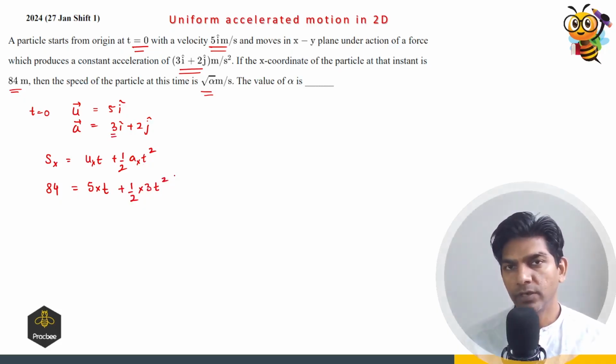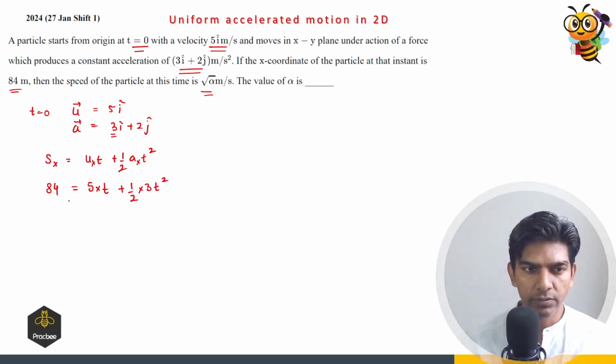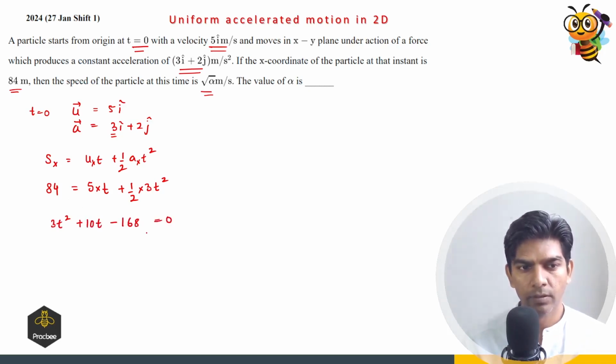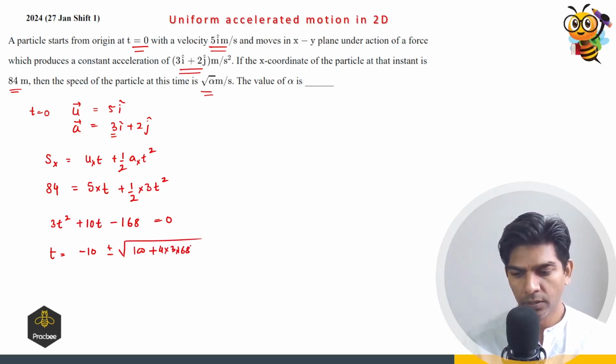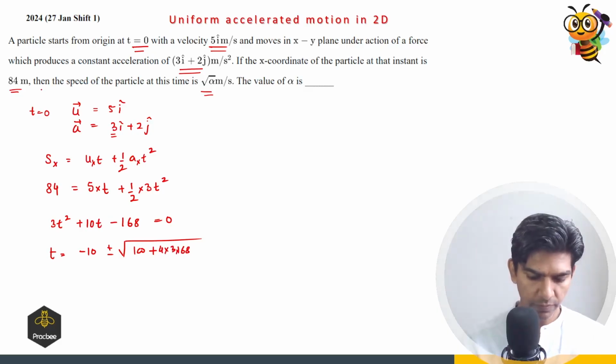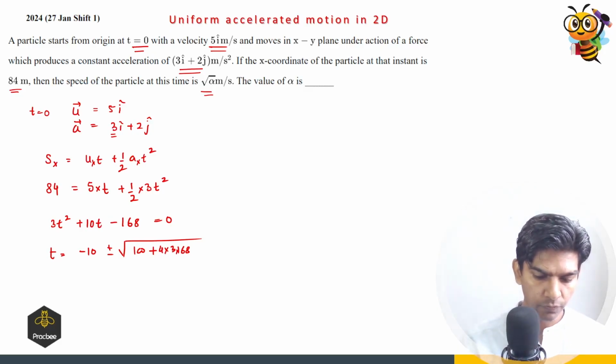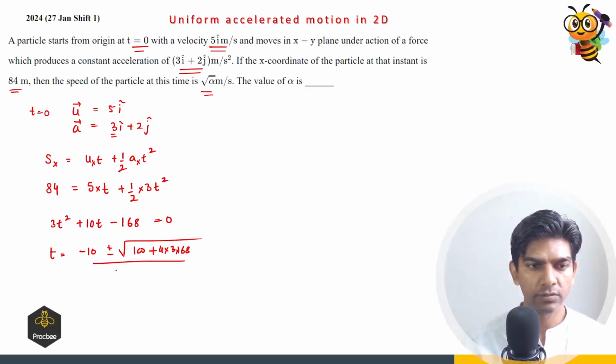Now from this equation we can find the time. So let us simplify this. It will be 3t square plus 10t minus 168. Okay, so we can say time will be minus 10 plus minus root of 100 plus 4 into 3 times 168. So let me simplify this. We have 12 times 168 plus 100, so it will be root of 2116, so it will be 46. So 46 divided by 2a, so minus 10 plus minus 46 divided by 6.